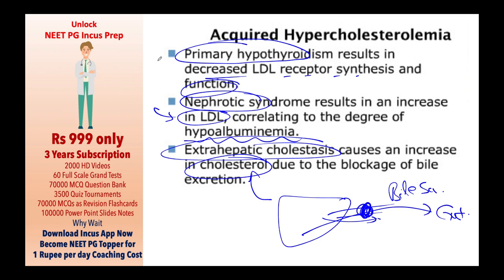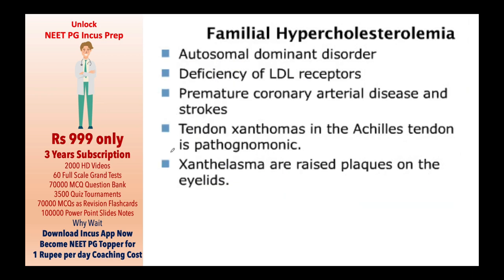Once more, one of the favorite questions. What are the three causes of acquired hypercholesterolemia? Why will the cholesterol shoot up there? Primary hypothyroidism, nephrotic syndrome, and extrahepatic cholestasis. Three things you should remember.